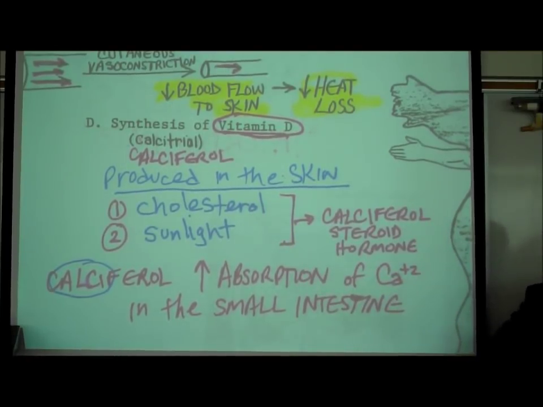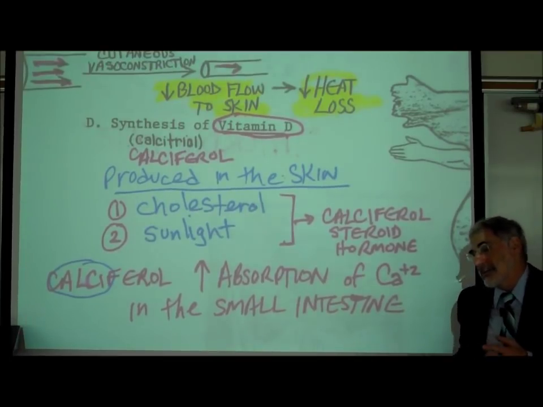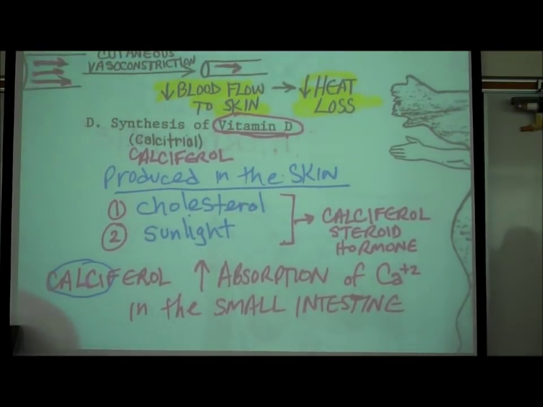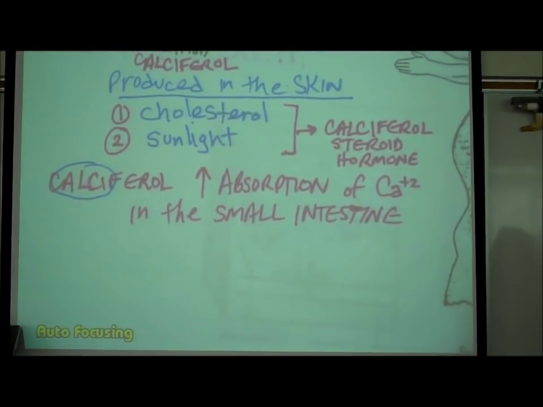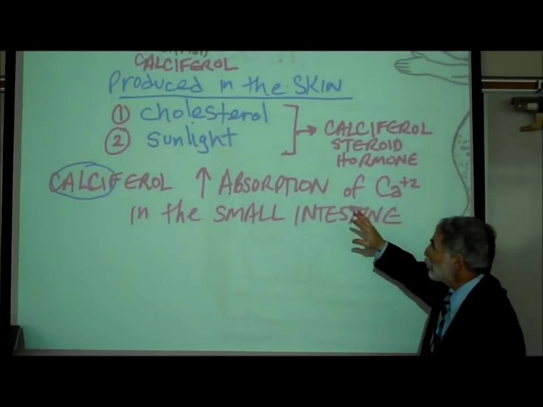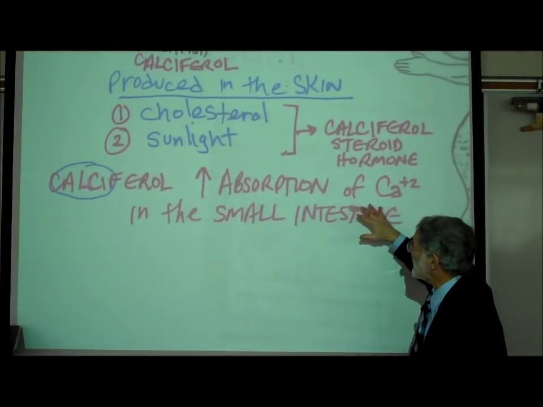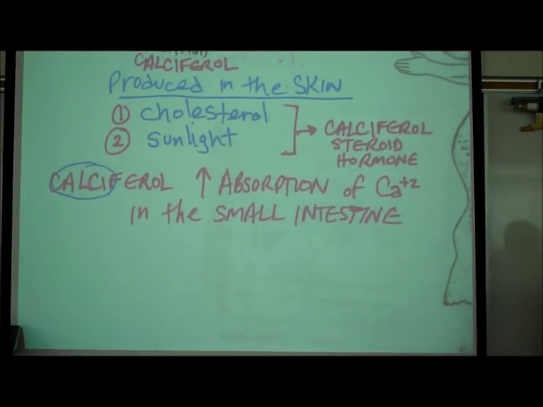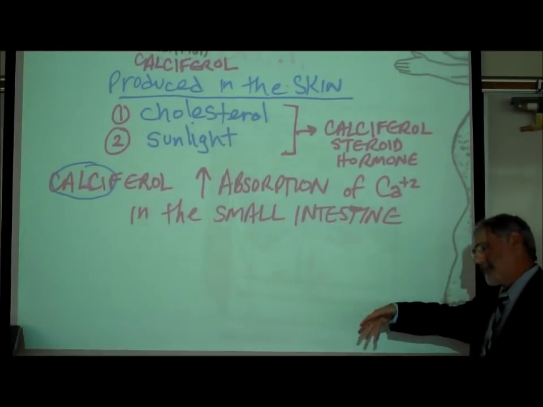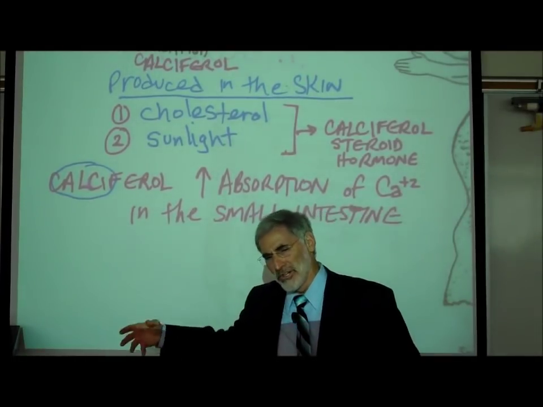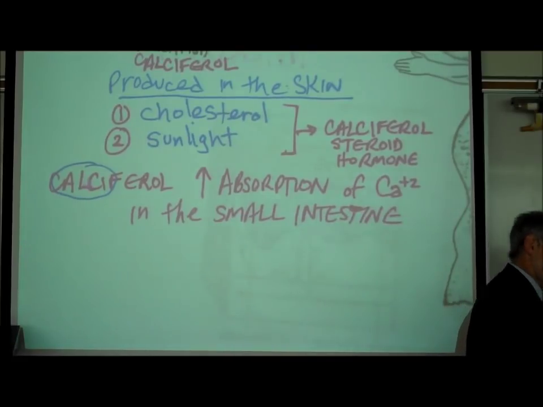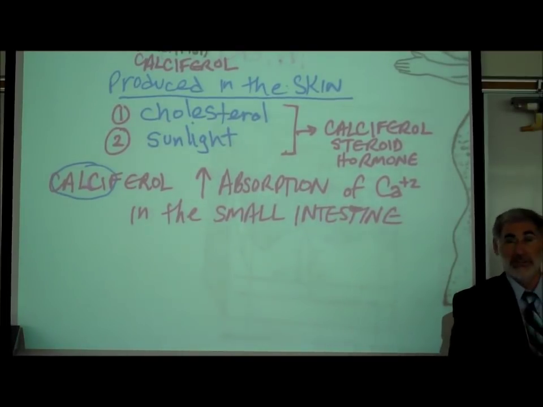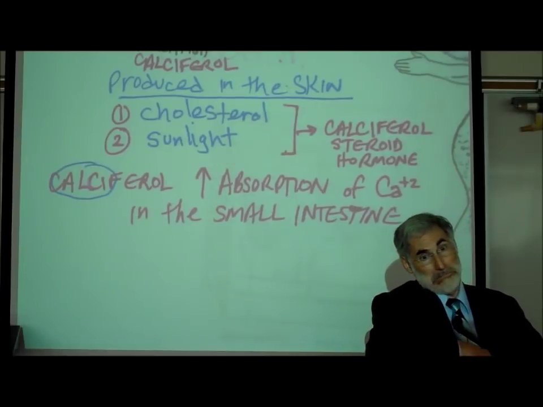Now what does calciferol, this steroid hormone, do? It's secreted into the bloodstream, it circulates in our bloodstream, but where it specifically acts is it increases the absorption of calcium in our small intestine. Now, if this hormone, this calciferol steroid hormone, is circulating everywhere in our bloodstream, how come it only primarily affects the cells of our intestine and not other cells?